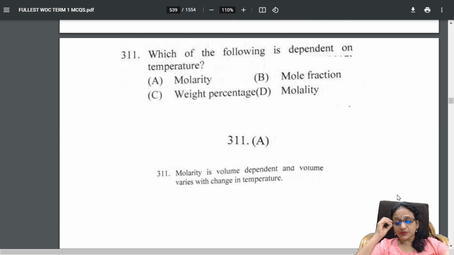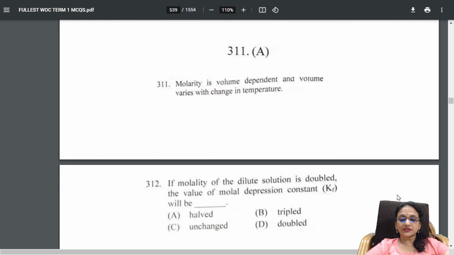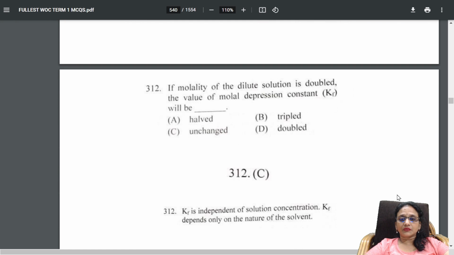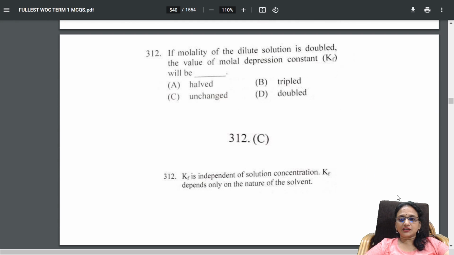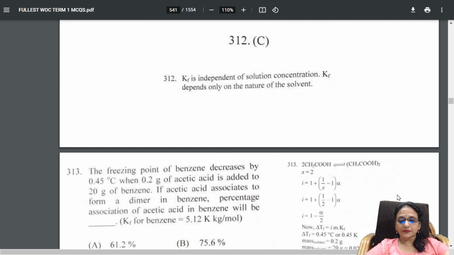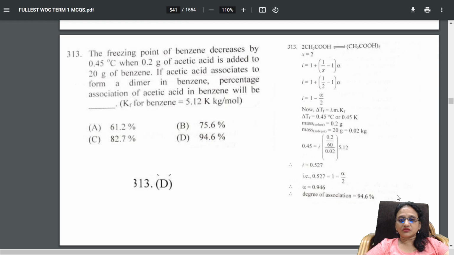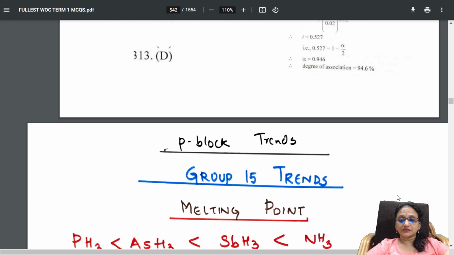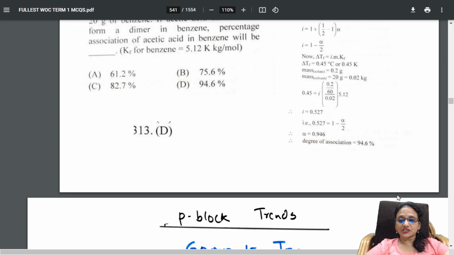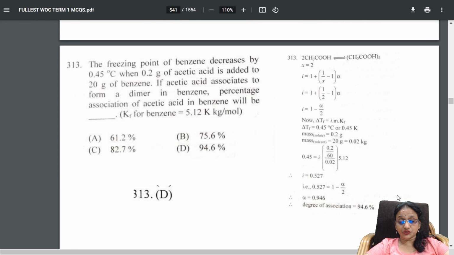Molarity is dependent on temperature. This question is quite common in CBSE. If the molality of a solution is doubled, what happens to the depression constant? This is one more question on the van't Hoff factor and freezing point. All right, so these are the questions of your solutions.